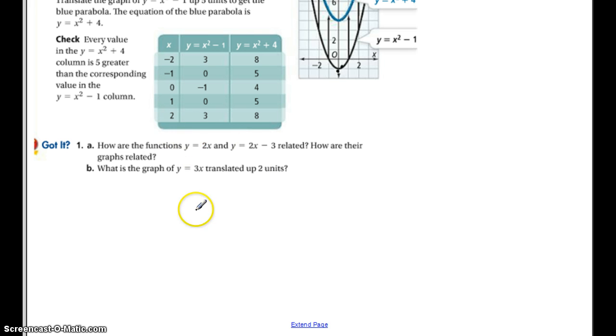Let's take a look at these two functions right here. They asked us what is the connection between these two. Here, if I were to graph this, again, it would be a straight line with a slope of 2. This is the same line, but what have they done to it? They've had a vertical translation down 3 units. So you would say that this is shifted down 3 units.